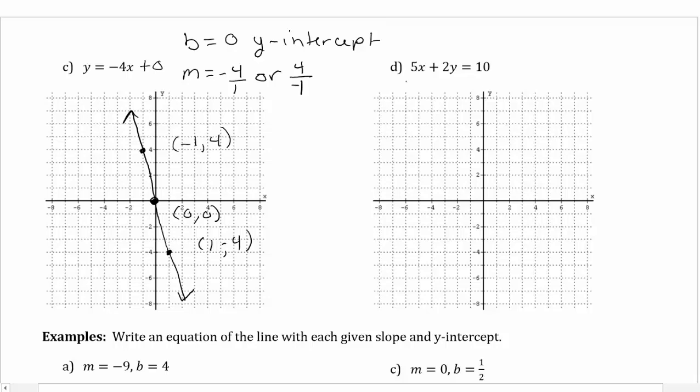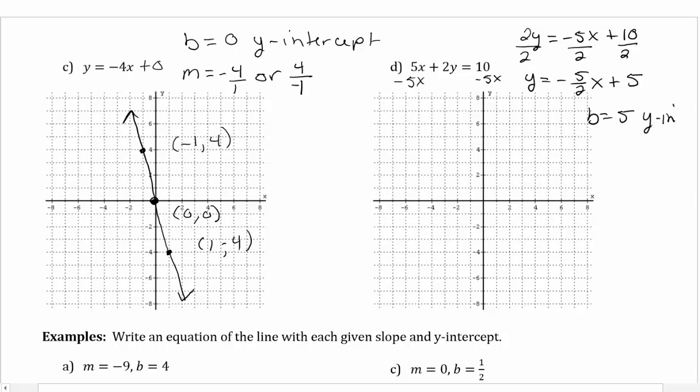So the first step in doing that would be to subtract 5x from both sides. That will give us 2y equals negative 5x plus 10. And then we need to divide everything in the equation by 2. So we get y equals negative 5 halves x plus 5. So b for this one is 5. That's our y-intercept. And then our slope is negative 5 halves.